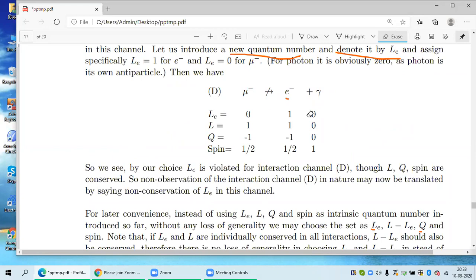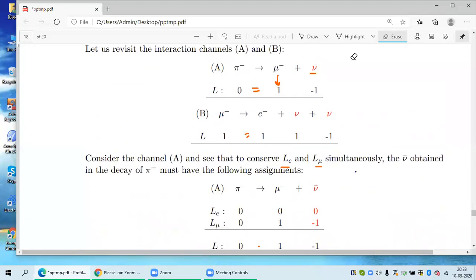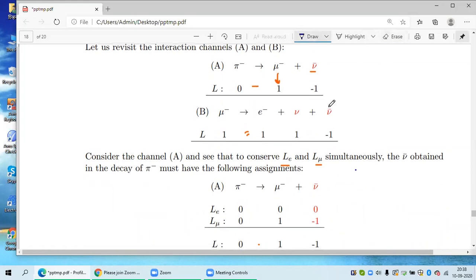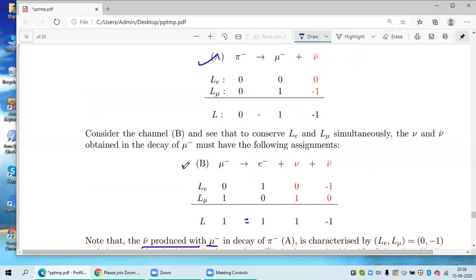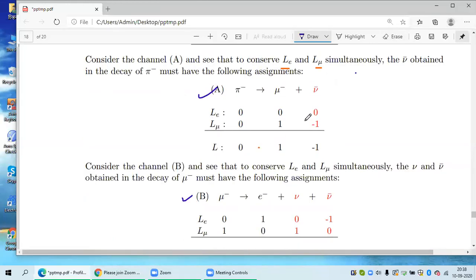Since LE is violated, you can check L mu is also violated, because L mu of this side is 1, L mu of this side is 0. And this does not happen in nature. Accordingly, you assign LE values to neutrinos of reaction A and reaction B in this way. Now you get the most interesting result: there is one nu bar here. This nu bar has LE value 0 and L mu value -1. Clear?